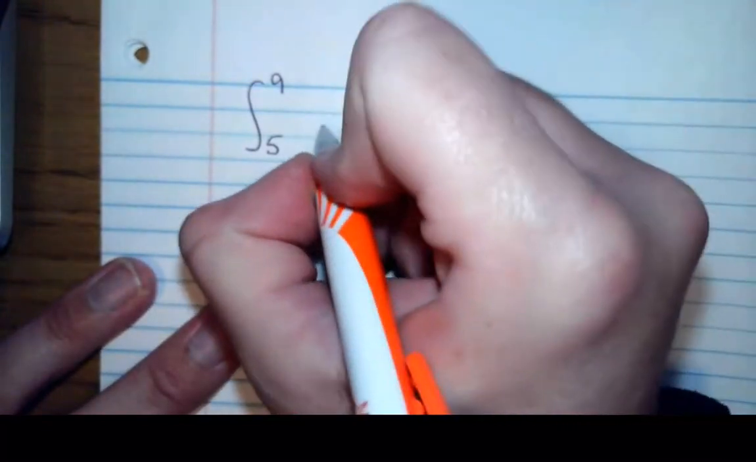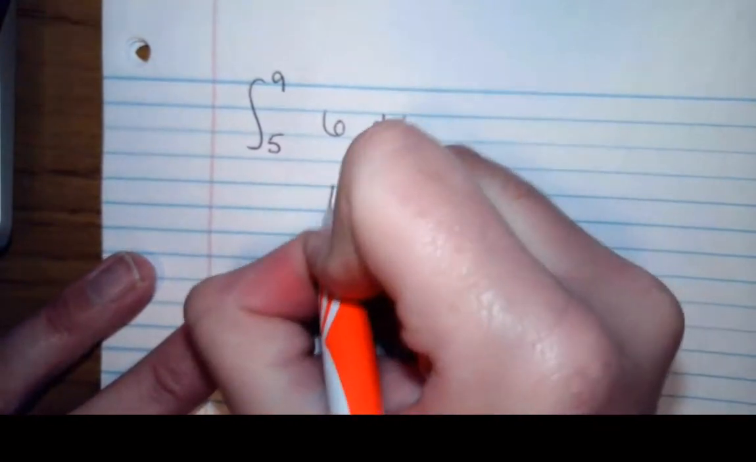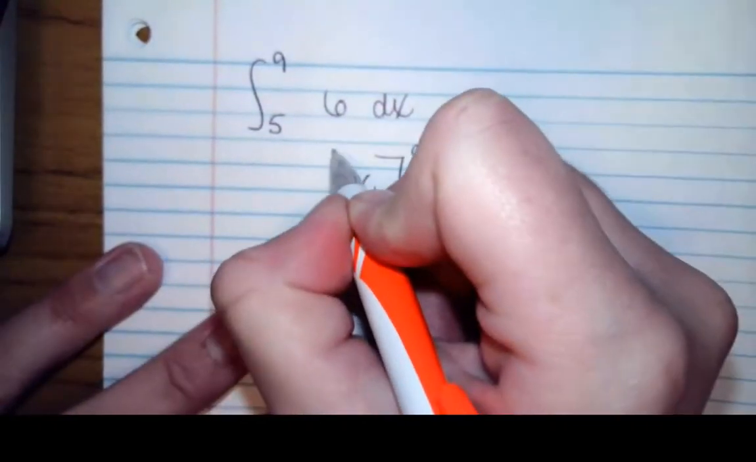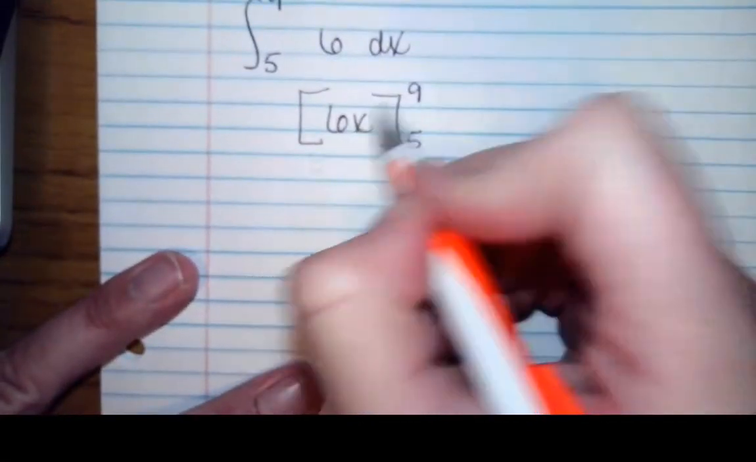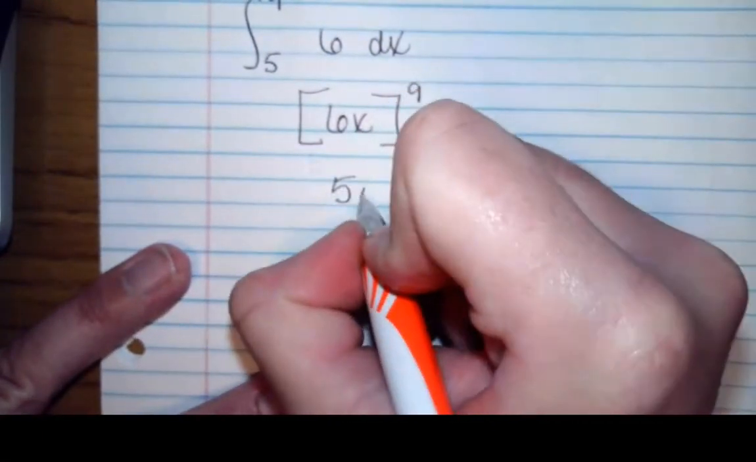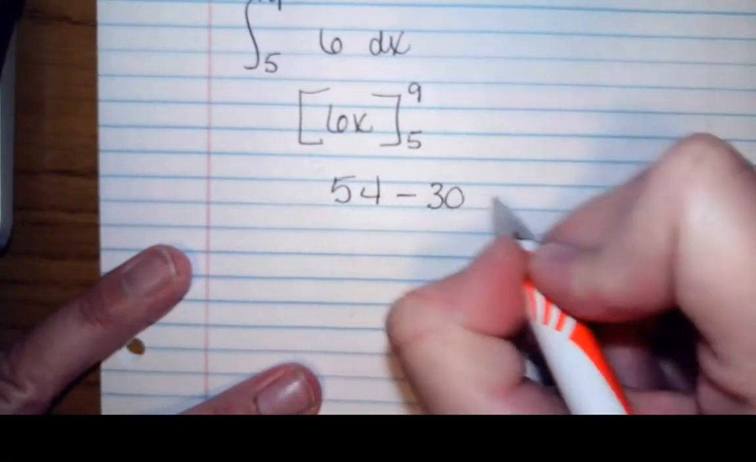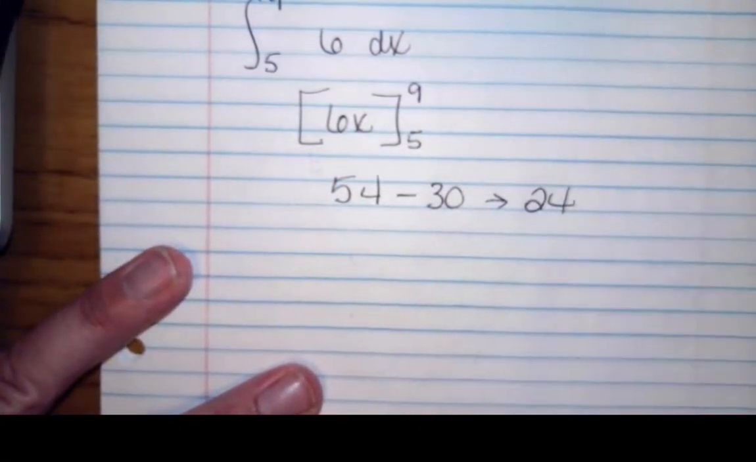So I've got going from 5 to 9 of 6 dx. What's the integral of 6? It is 6x, and I evaluate from 5 to 9. So 6 times 9 is 54 minus 6 times 5 is 30, so I get 24.